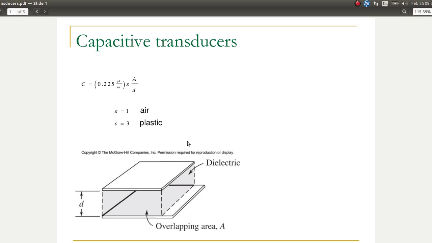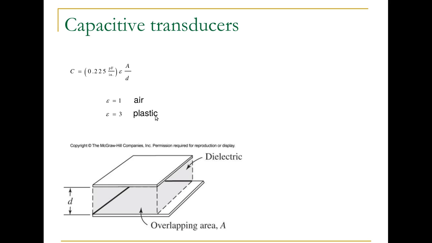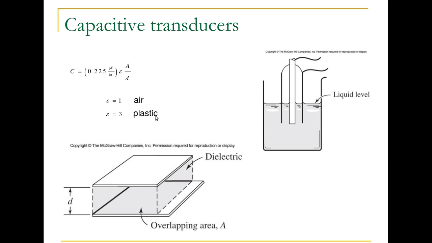A capacitive transducer is often used for measuring liquid levels. You can see here the two plates, and the dielectric constant of the liquid is going to be different from air. So as the liquid level changes, the capacitance of the transducer is going to change. These are typically coupled to a charge amplifier to output a voltage signal.